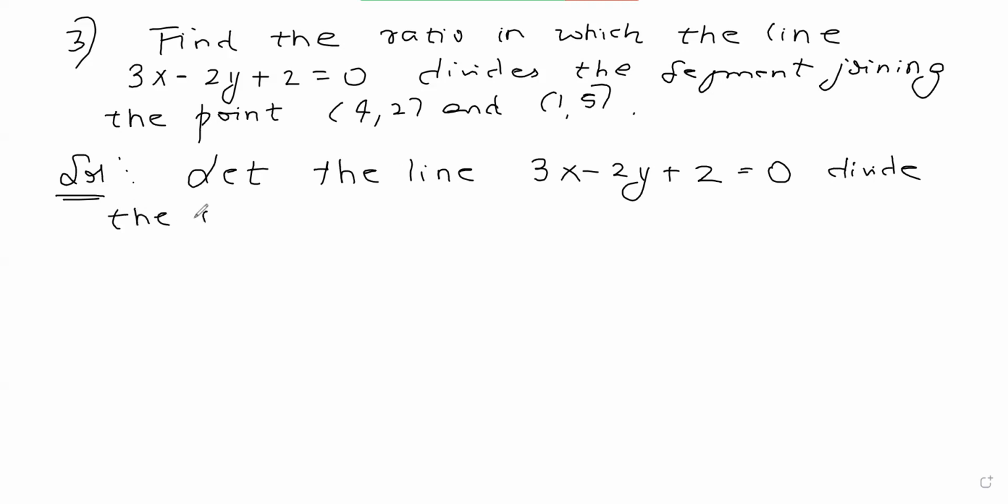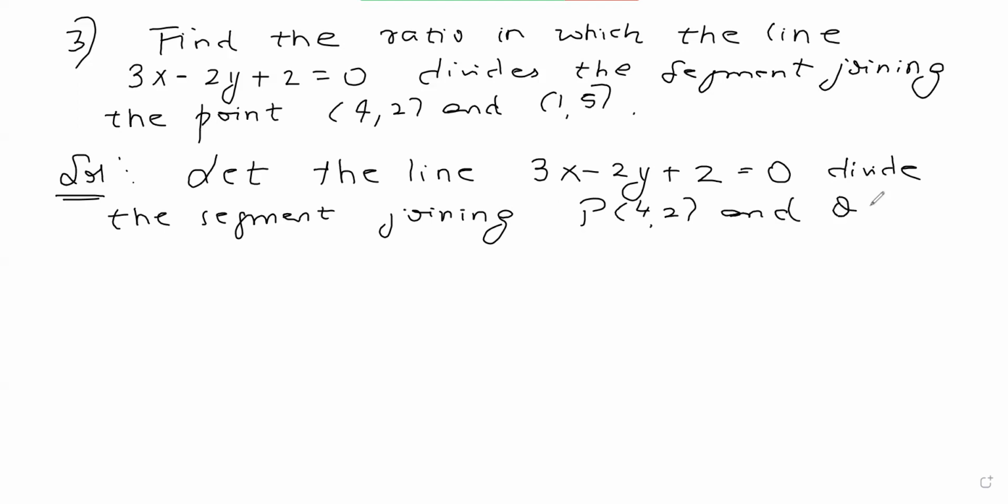the segment joining, suppose (4, 2) is represented by point P and (1, 5) is represented by point Q, in the ratio, let's say k is to 1, where k can even be a fraction. Suppose the line divides the segment in the ratio k is to 1.